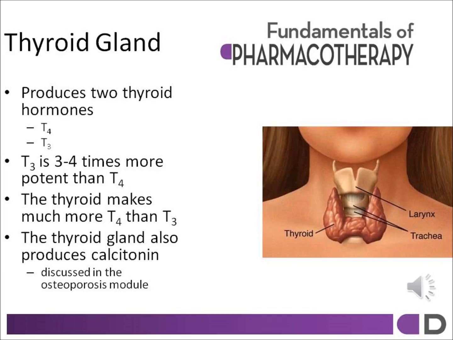metabolite. Your body can convert T4 to T3 in the periphery, meaning that after T4 has been released into the bloodstream and taken up by cells in the body, it can be converted to T3. Most of the T3 in the blood is from the conversion of T4 to T3. In addition to releasing the two thyroid hormones, the thyroid gland is also responsible for releasing calcitonin, which is discussed in the osteoporosis module.